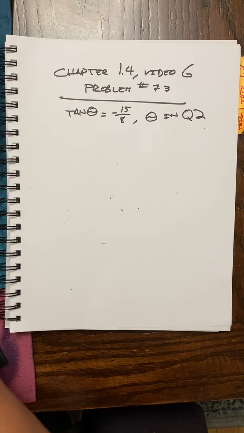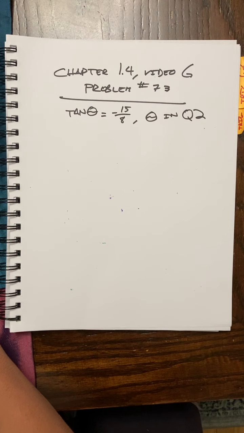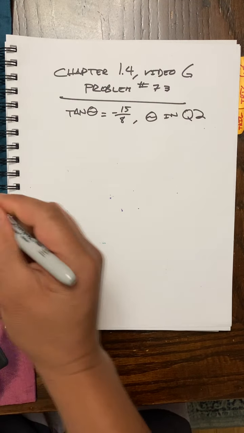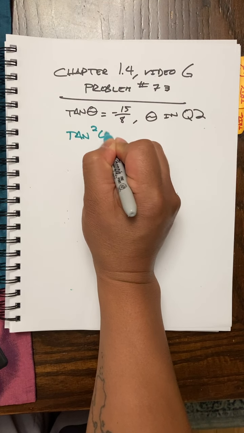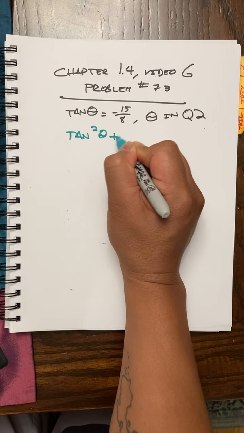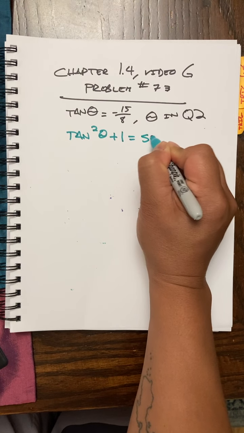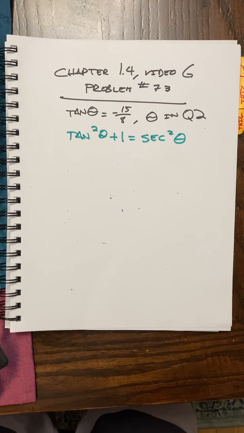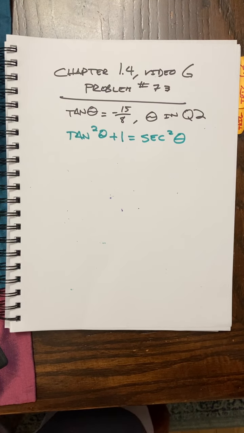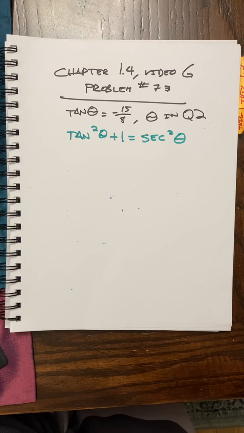And if I look on page, what the heck page is that? On page 35, one of them says tangent squared theta plus 1 equals secant squared theta. Okay? And this will actually take care of my Pythagorean theorem instead of having to draw everything out. Okay, so let's get on it.